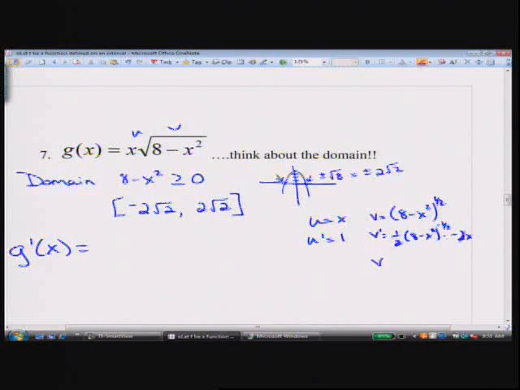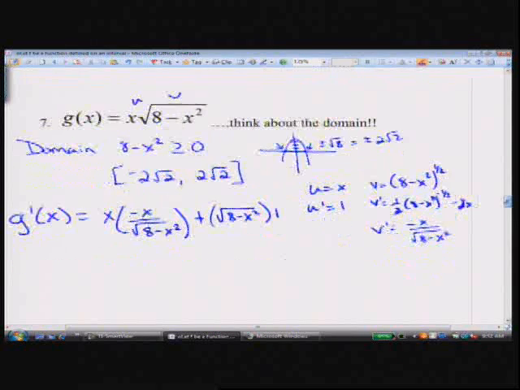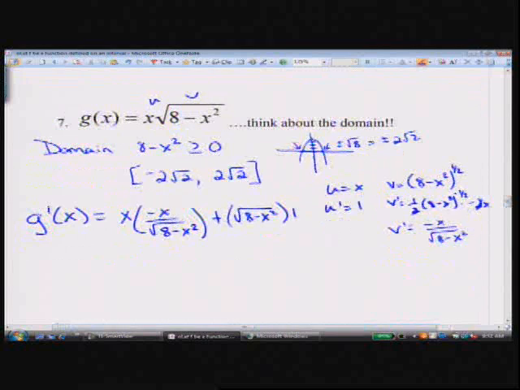So this v prime is negative x over the square root of 8 minus x squared, right? Okay, so our derivative is u times v prime. So this is going to be x times negative x over the square root of 8 minus x squared plus v, which is the square root of 8 minus x squared, times u prime, which is just 1. Okay, so this is a classic problem, so pay attention to the algebra here.